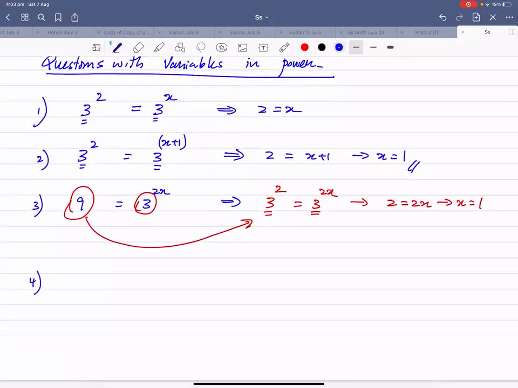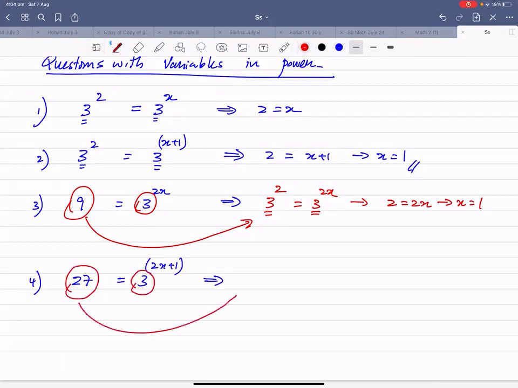Fourth one, you get 27 equals 3 to the power 2x plus 1. Then you can see bases are not equal. So you make these equal. So 27 is 3 cubed, 3 to the power 2x plus 1. So now the bases are equal. Now you can say 3 is equal to 2x plus 1. So from here you get x is equal to 1 again.